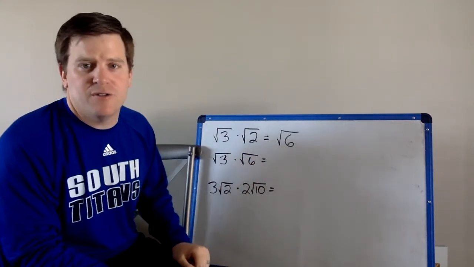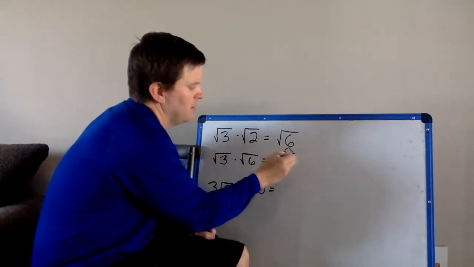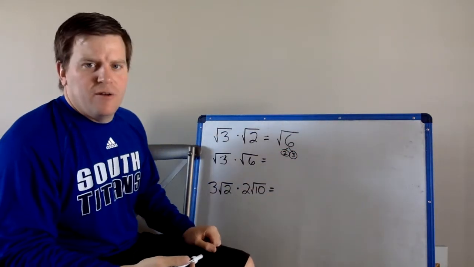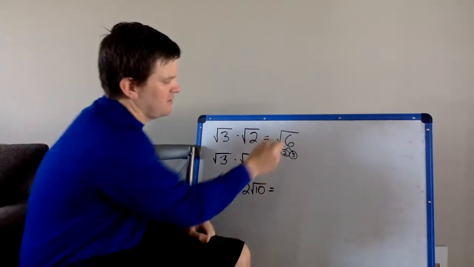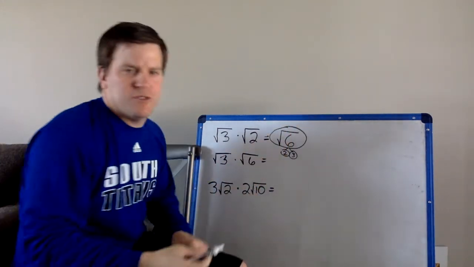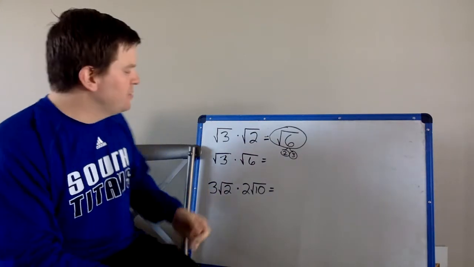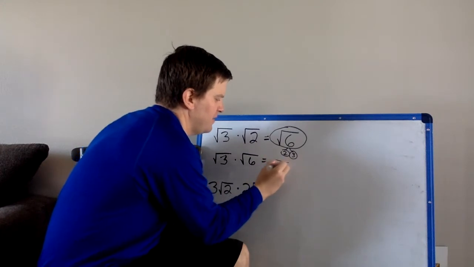So if we try to factor tree 6, we get 2 and 3. Those are both prime. If we were to write those under the radical, we don't have pairs, we don't have partners there. So radical 6 is actually in simplest radical form. We can't simplify that down anymore. Okay, number 2 here, if we multiply radical 3 and radical 6, we get radical 18.